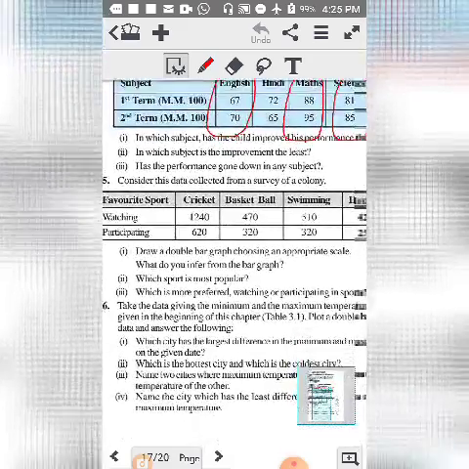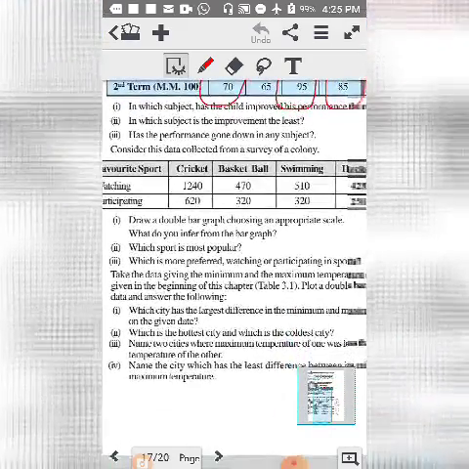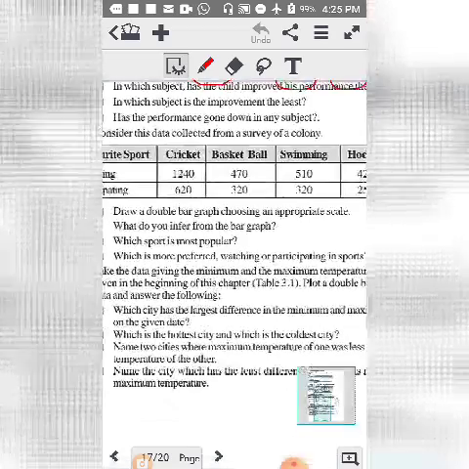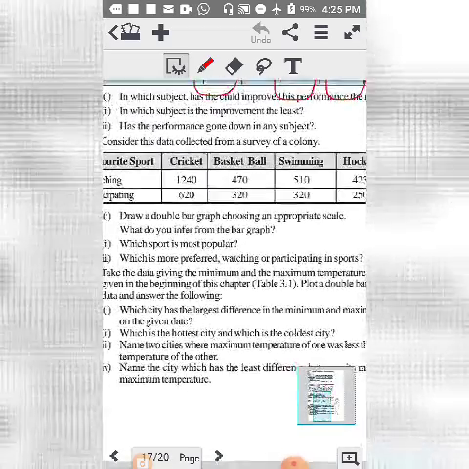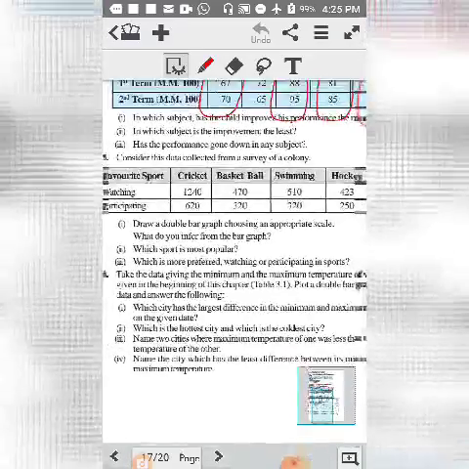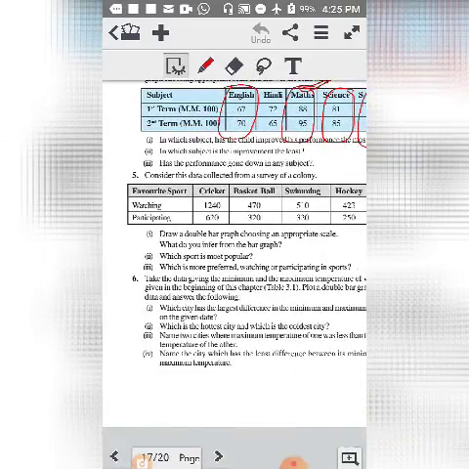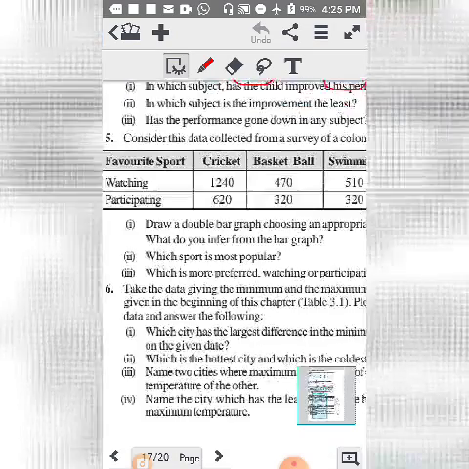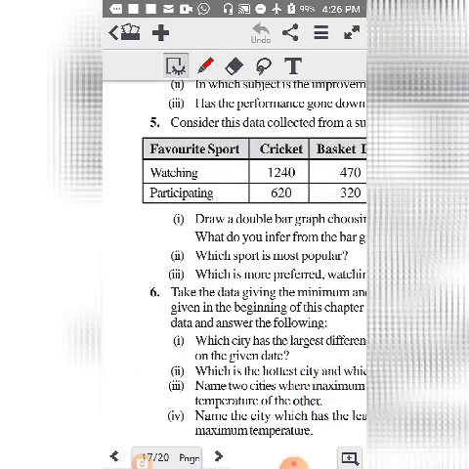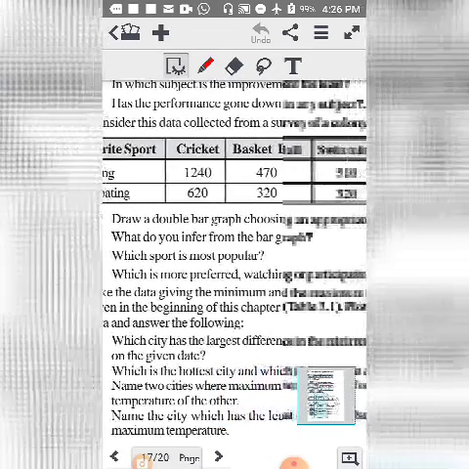Question number 5, you have to make a double bar graph. Like in the example, you will make a double bar graph and take a scale. What do you infer from the bar graph? Meaning, what is the graph about? The graph is about people who are watching their favorite sport. The information is how many people are watching and how many people are participating.